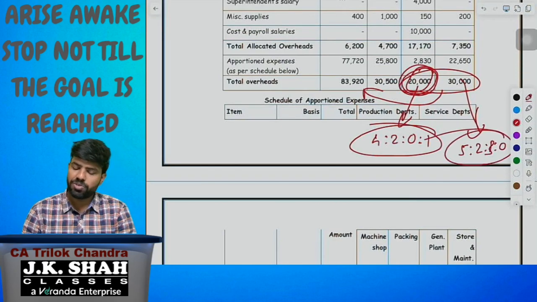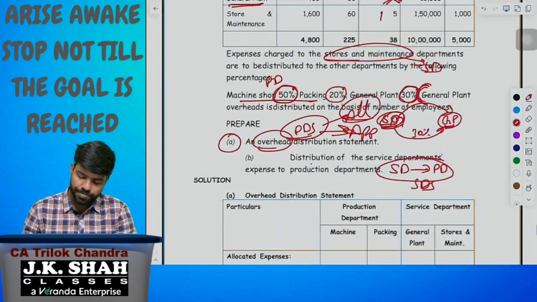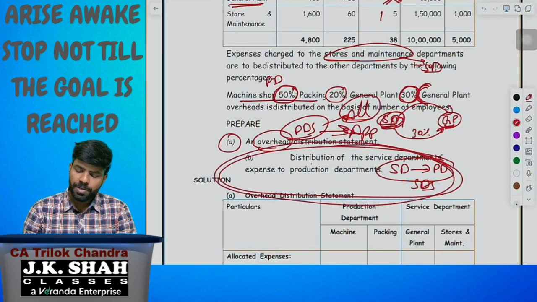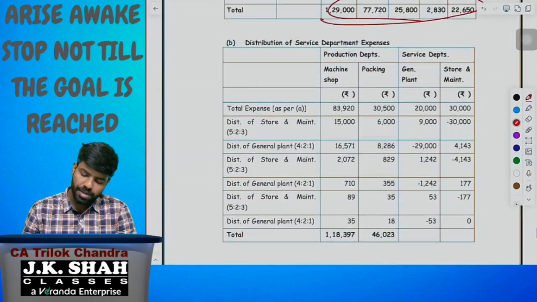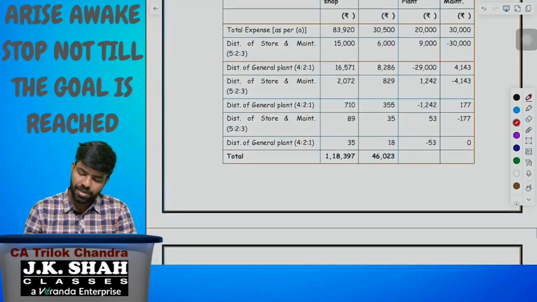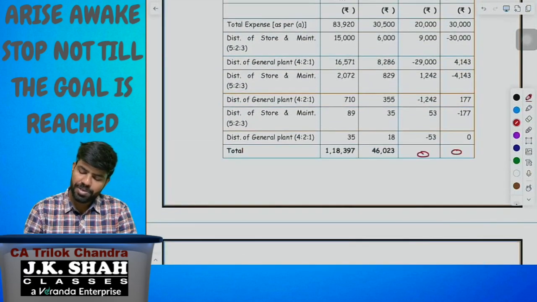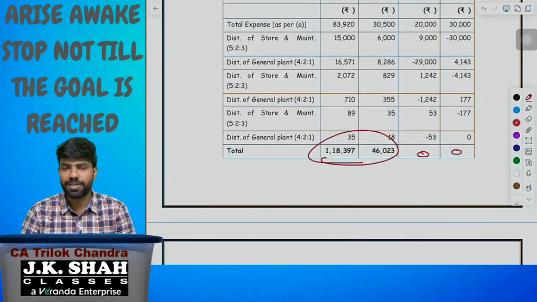5 is to 2 is to 3 is to 0. On this proportion, we are going to apportion. And one more thing: here, they didn't specify the name of the method. They have done it based on the repeated distribution method. Finally, they are carrying this to department 0 and finally the cost is accumulated here.